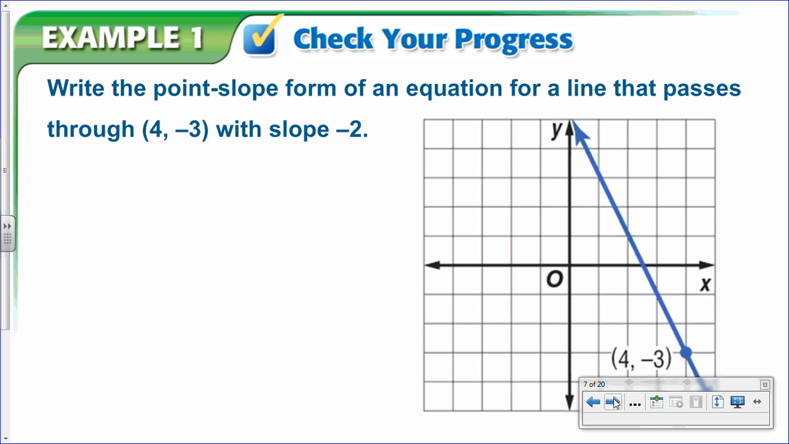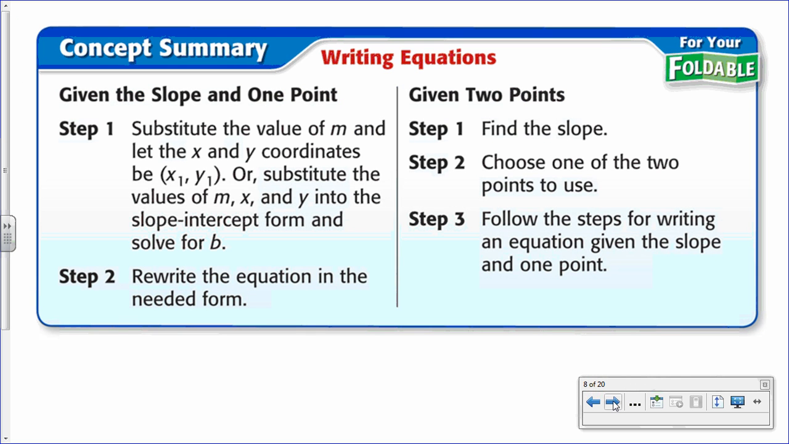Go to example 2. Okay, there's a little box that kind of shows you the steps. If you're given the slope and 1 point, what can I do? And then rewrite it in the needed form, right? If I got 2 points, what do I got to do first? This is really nice to kind of refer back to, because it gives you step by step. Find the slope, choose one of the 2 points to use, and then follow the steps to write an equation. All right?